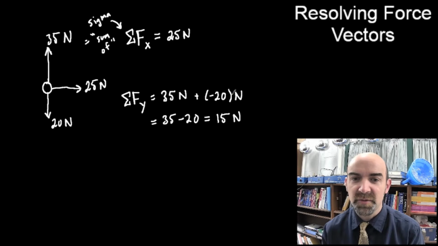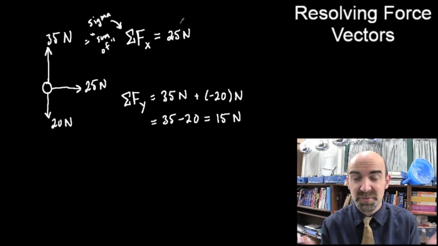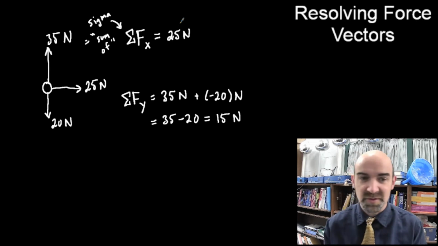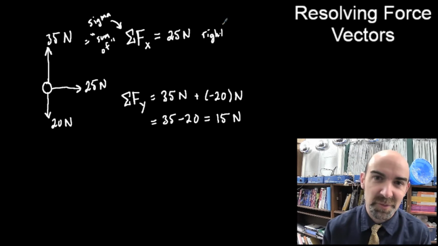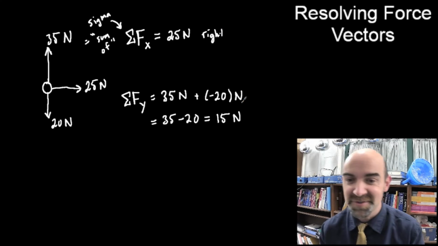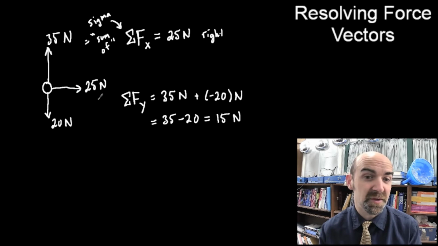I should be careful here. I've got 25 newtons in the x direction, but there are two possible directions along the x-axis. One is to the right, one is to the left. And so I'm going to write to the right, right as in W-R-I-T-E, to the right, R-I-G-H-T. And this 15 newtons, we've got to look at the two. Which one's overpowering the other?